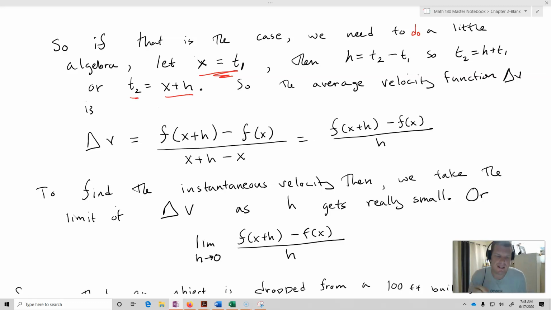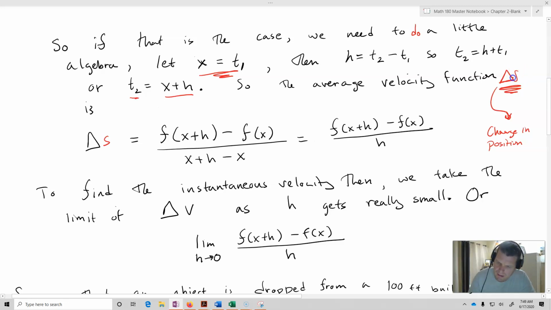So the average velocity, which we're going to call delta v, and you're going to see this, delta means change. Actually it's delta s, our change in position. Or delta f rather, let's make it delta f, because we're actually talking about our function f. So delta f is going to equal f of x plus h minus f of x over x plus h minus x. Remember, this is t2, here's t1. Before, that was s of t2, and this is s of t1.